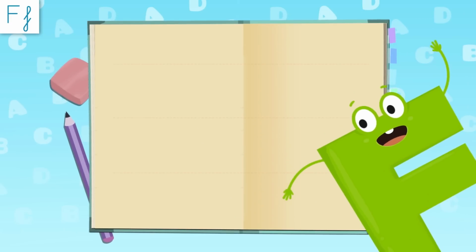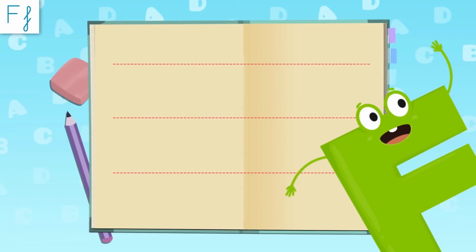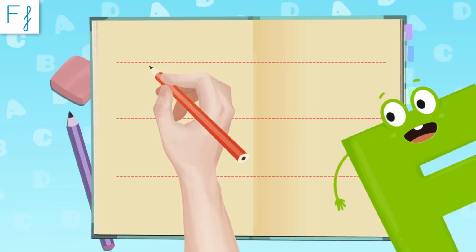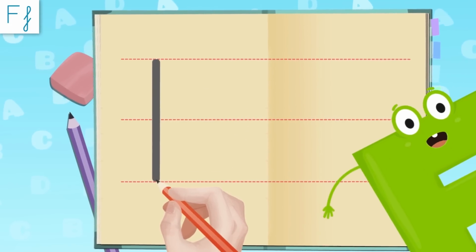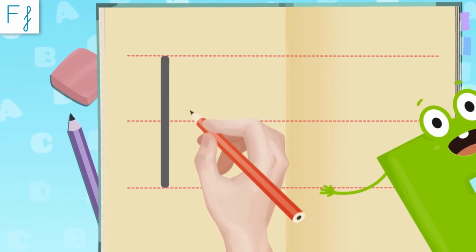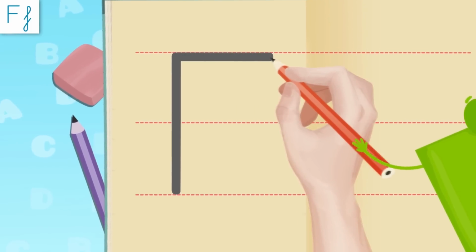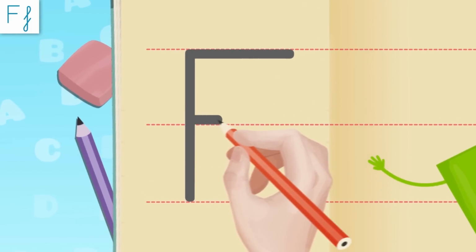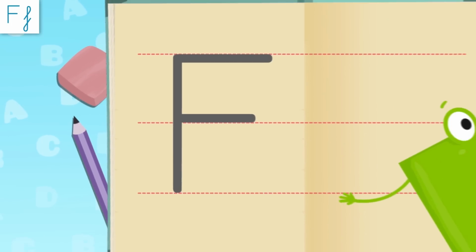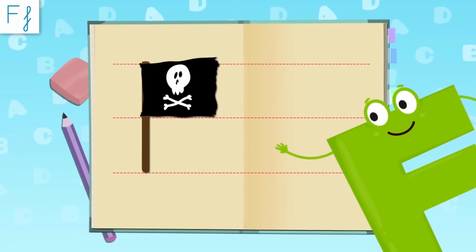Now let's learn how to write me. Let's start with a capital letter. It's easy. We start up here and make a line downwards. Then two lines across. One here, another one here. Terrific! Look, I look like a flag.